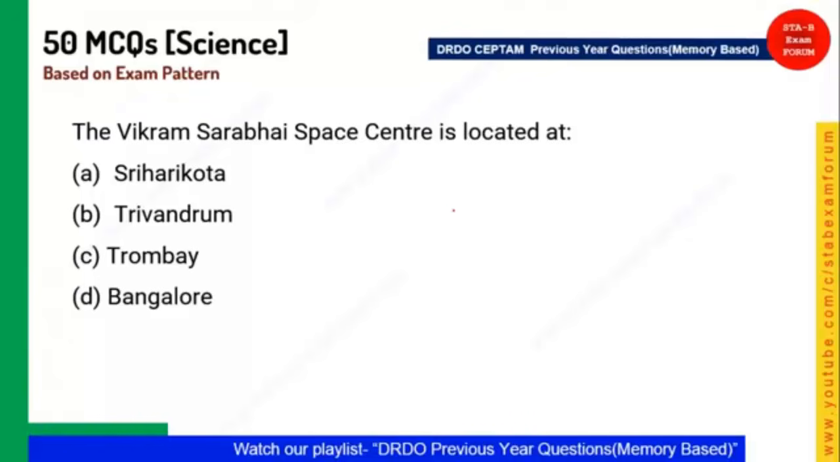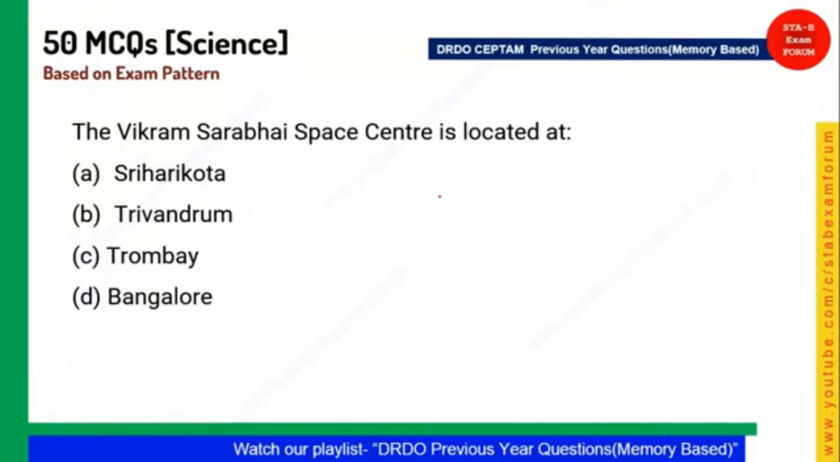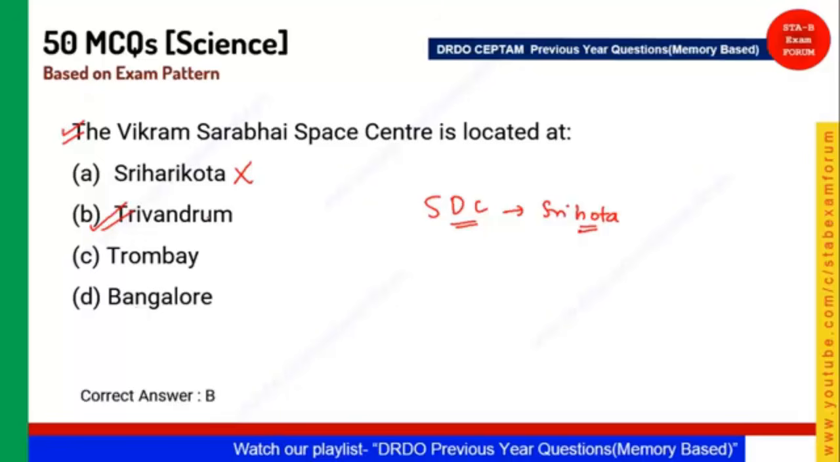Recently we have seen that Sriharikota was the answer. What is that? Satish Dhawan Space Center. Satish Dhawan Space Center is in Sriharikota, that we have seen in the first day of exam analysis. So now I am putting this question: the Vikram Sarabhai Space Center is located where? Student, it's not Sriharikota, it's Trivandrum. At Thumba you have the space center, and in Bangalore it has master control facility. So option B is the correct answer.